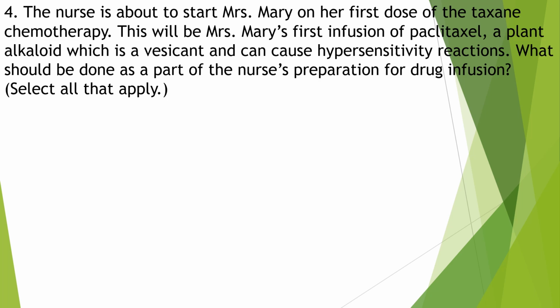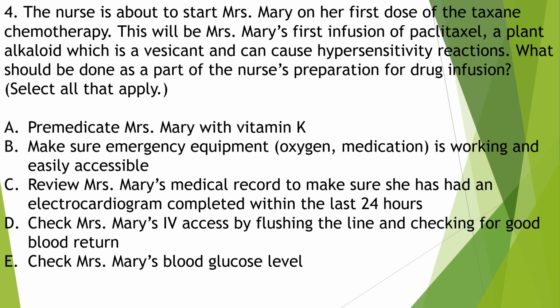The nurse is about to start Mrs. Mary on her first dose of taxane chemotherapy. This will be Mary's first infusion of paclitaxel, a plant alkaloid which is a vesicant and can cause hypersensitivity reaction. What should be done as a part of nurse's preparation for drug infusion? Select all that apply. Here from the scenario itself it is given she is going to get a plant alkaloid and there are two problems with this alkaloid, that is one is it is a vesicant and second one it can cause hypersensitivity reaction. Let's see the options.